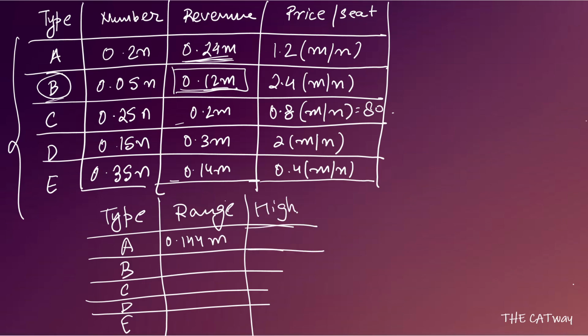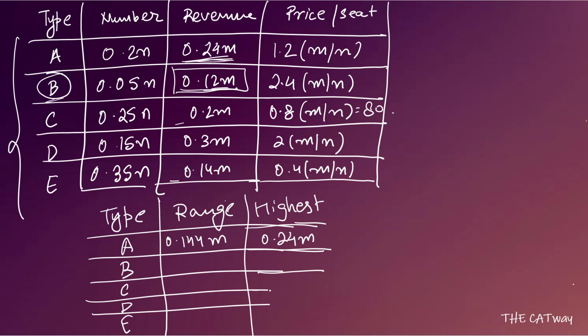Here we will write our highest range. Highest, we all know, is 100%. It says at least 60% was sold. It does not say exactly 60%. So if at least 60% was sold, then 100% is also possible. So the highest range is 0.24 M.